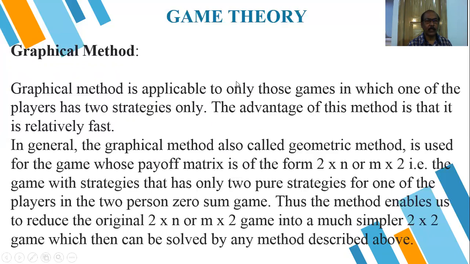One player should have the option of 2 strategies, while the other player has n or m number of strategies. Graphical method: the graphical method is applicable only to those games in which one of the players has only 2 strategies. The advantage of this method is that it is relatively fast.